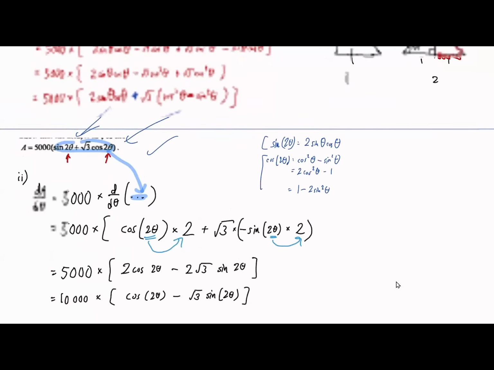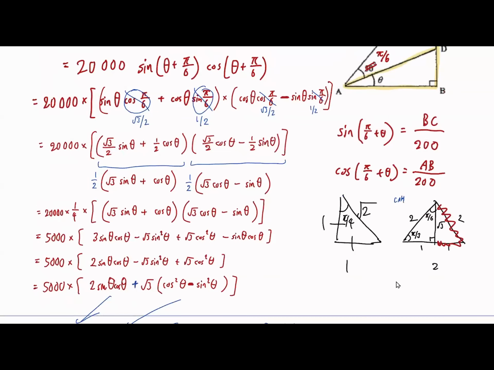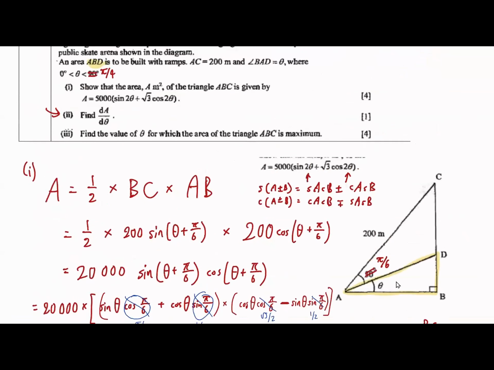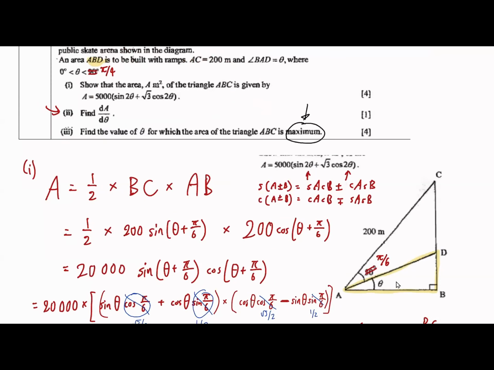Part 3. Find the value of theta for which the area of the triangle ABC is maximum. So here they already told us it is maximum, so you don't need to do the table, the first derivative test. When they tell you it is maximum, you don't need to determine the nature. They already tell you it's maximum, don't need to show anymore.